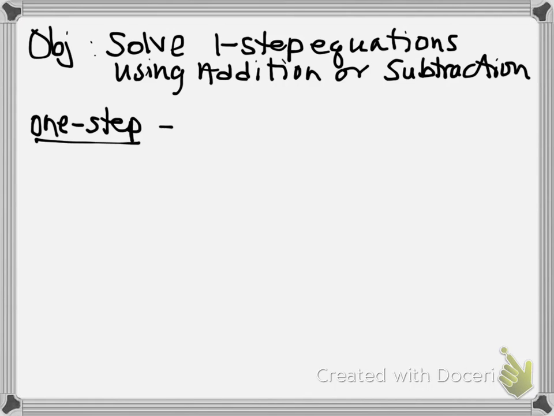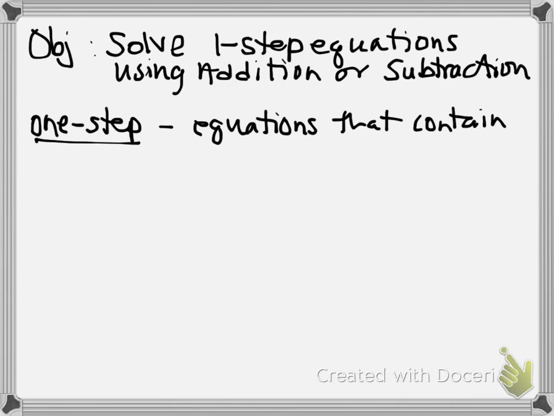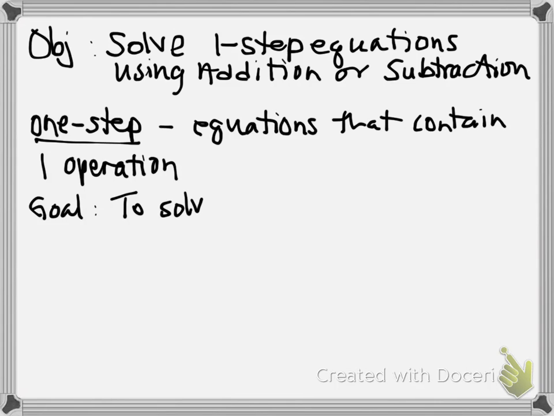All right, so let me define the word one step so you understand what I mean by that. So one step means equations that contain one operation. So in order to solve with one operation, I'm going to have to do one operation to get my variable alone. Okay? And our goal is to solve for the variable. That's our goal.